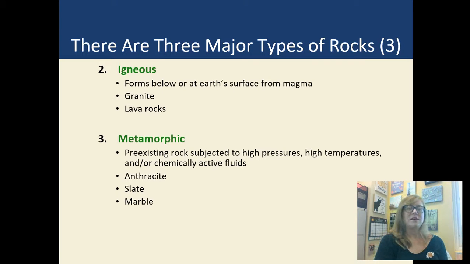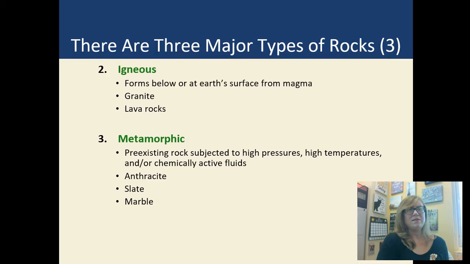So igneous rocks are formed from the cooling of liquid hot magma or lava. Okay, so magma is lava underground, so it's liquid rock underground, and then once it pops up on the surface, we call it lava. Scientists just like to have names for everything specifically. So magma is under the earth, lava is on the earth, but it's the same stuff. So when that magma or lava cools, it can form into rock that we call igneous rock.